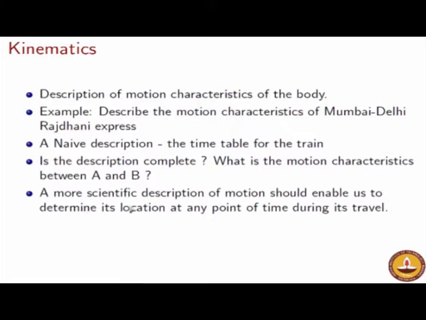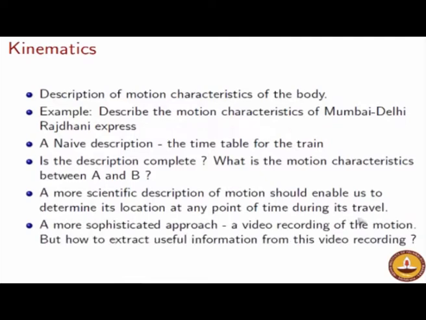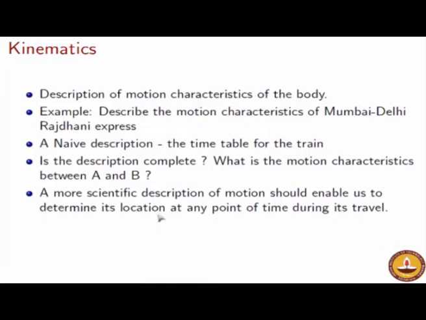So the scientific description that we are looking at is such that it would enable us to determine its location at any point of time during its travel. What we are looking forward to is that at any time we should be able to describe not only its location, but also its velocity and its acceleration from such a description.